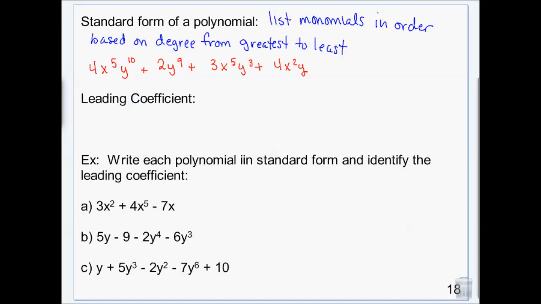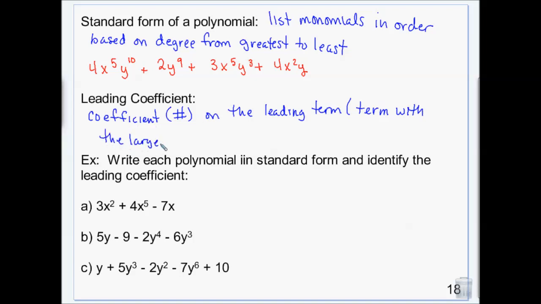Now the leading coefficient is the coefficient, that's the number, on the leading term, which is the term with the largest degree. 4x to the 5th, y to the 10th is my leading term, so my leading coefficient would be 4. The coefficient is just the number. If there's no number there, it would just be 1.